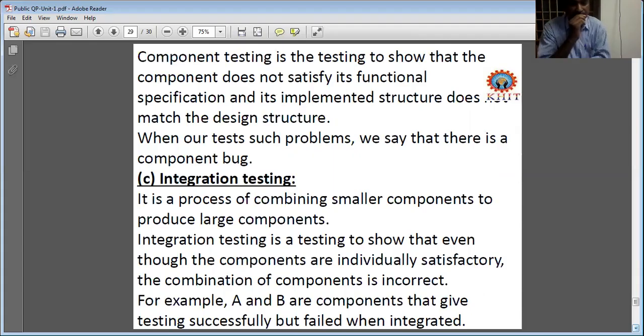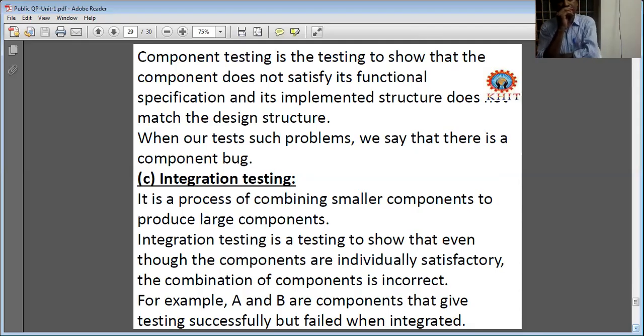Next one is integration testing. It is the process of combining smaller components to produce larger components. Integration testing is testing to show that even though the components are individually satisfactory, the combination of components is incorrect. This is the most important thing in integration testing.